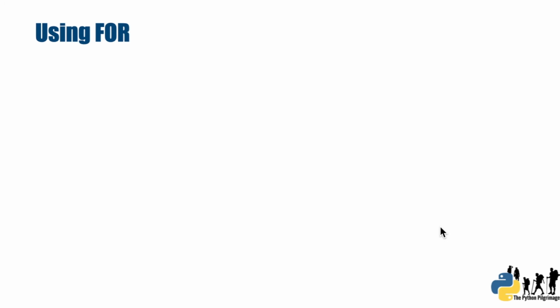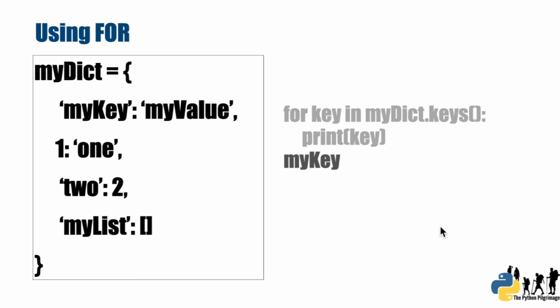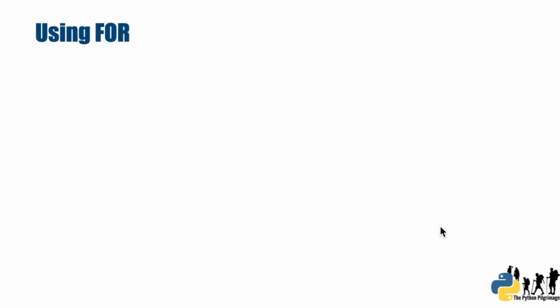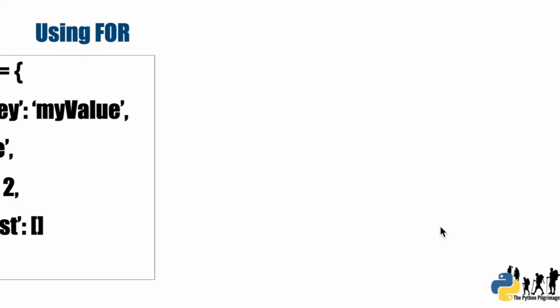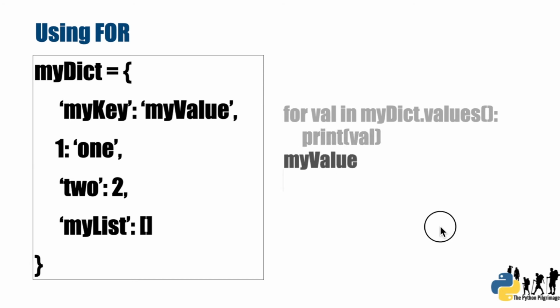Okay, another usage is for just the keys. If you just need your keys and not the keys and the values, you can opt to use dot keys instead of dot items. So looking here, you print out your key. That will print out my_key, 1, the word 2, and my_list. The last usage for the for loop is values. So dot values just prints out the values of your dictionary. If you're going to print out the val, then you will just have to print out my_value, 1, 2, and your empty list.